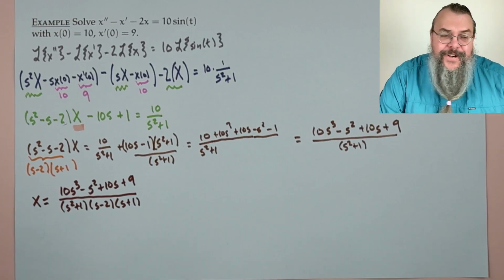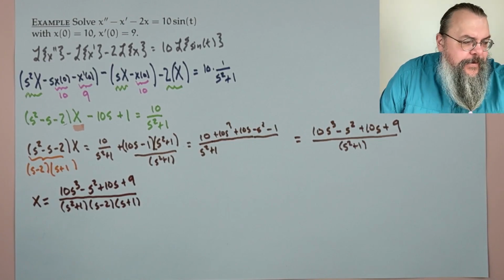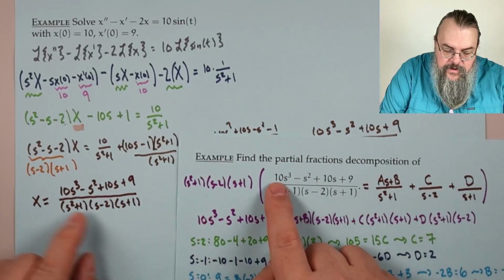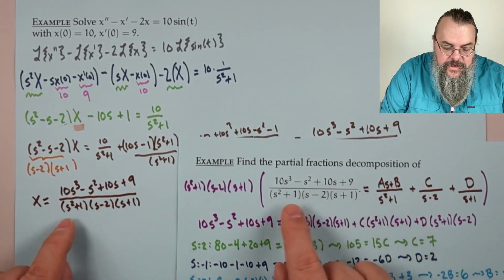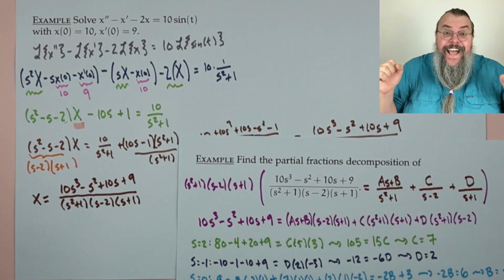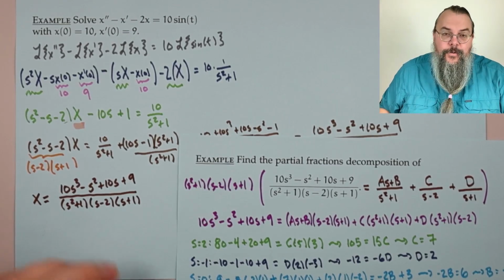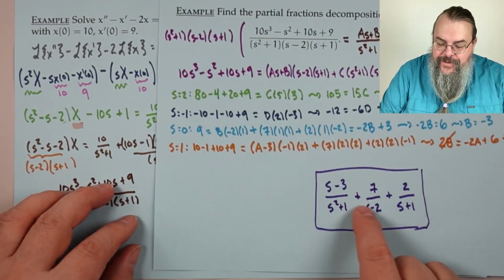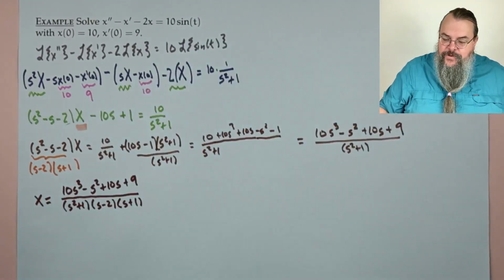This looks familiar. Hold on, let me see. I think I vaguely recall something. Let's see, where we had 10s cubed, minus s squared, plus 10s plus 9, over s squared plus 1, s minus 2. We already did it! Man, that was so lucky of us. And so we'll not do it again. We'll just say, look, we know the answer, so we're going to copy this answer down. All right? So we say, aha, great news for us.